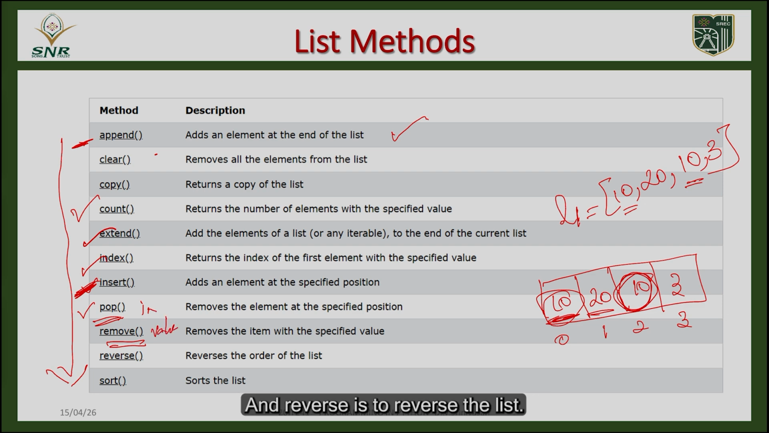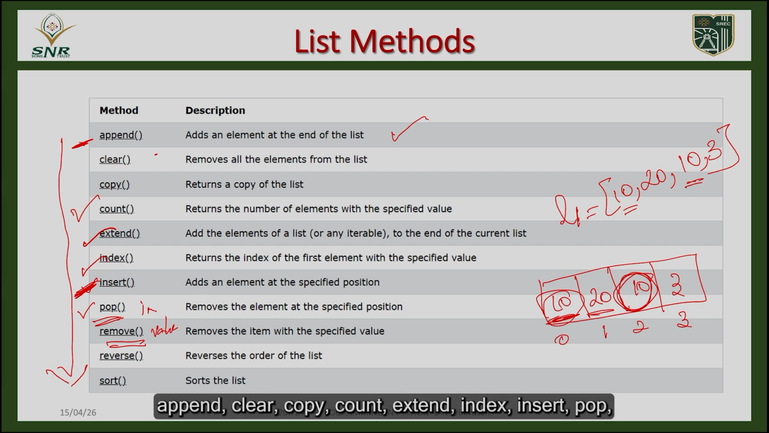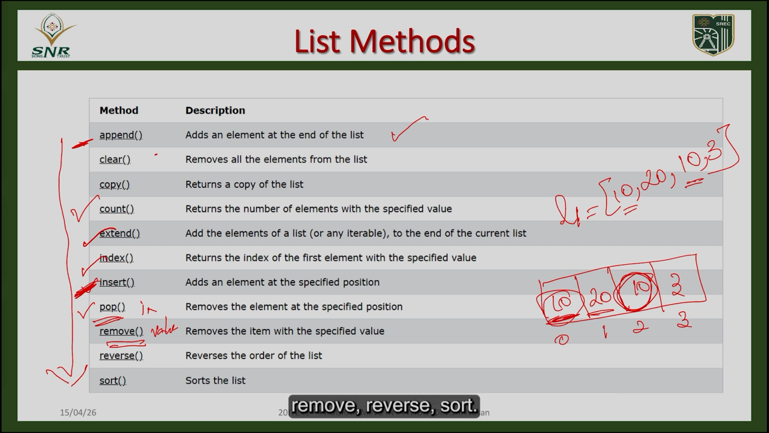Reverse is to reverse the list. Like from right to left you have assigned, when you reverse it, you will get it from left to right. And sort is either in ascending order or in descending order. You can sort the list. So these are some of the list methods: append, clear, copy, count, extend, index, insert, pop, remove, reverse, sort.